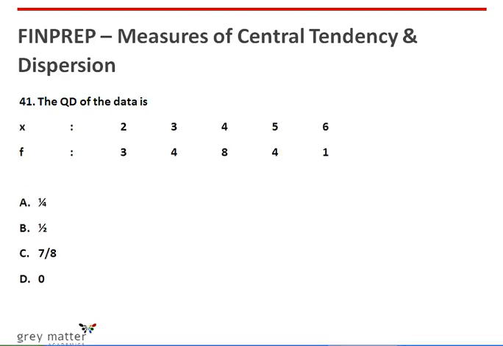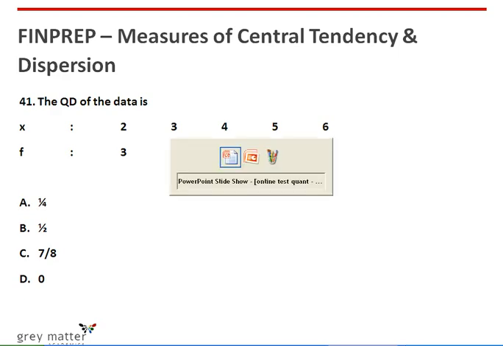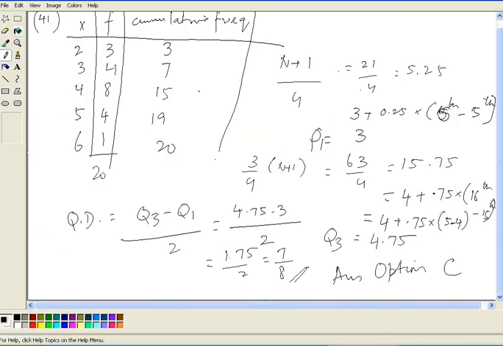41st problem. The quartile deviation of the following data we need to compute. Going to our work area, x is written and under x you have the data, that is 2, 3, 4, 5, 6. F, the frequency, 3, 4, 8, 4, 1. So the total frequency is 20. So your n here will be 20.